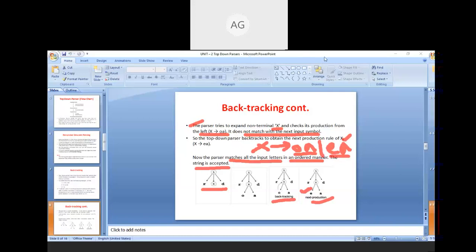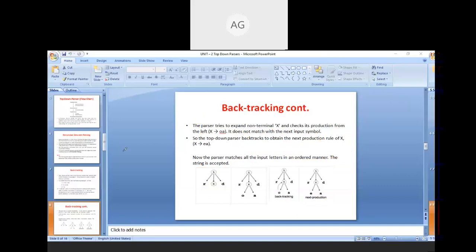The backtracking method is applicable whenever we cannot know where to move next in the input. Here you can see, first we try X produces OA, and it is not matching our string or what we desired in our output, so we backtrack using the backtracking method, and after that we generate the string. This is the purpose of the backtracking method.